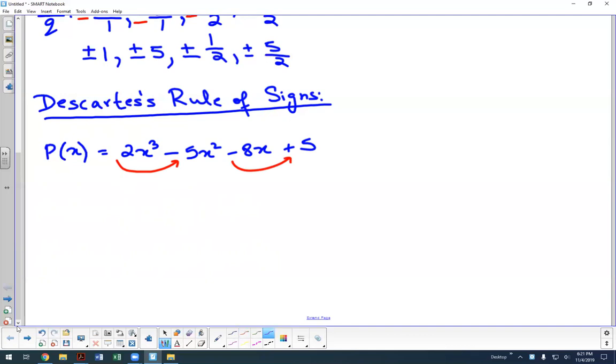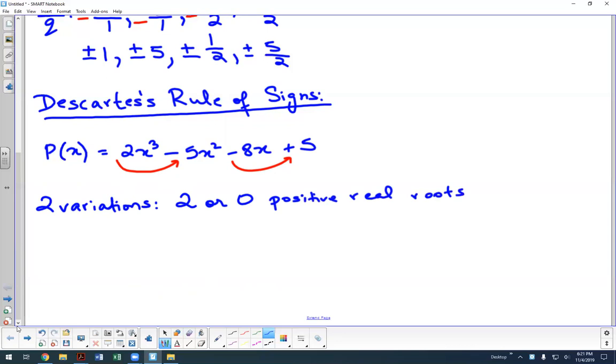So when you do the original polynomial itself, that tells you at most how many positives we can have. So these two variations are actually telling us that we can have 2, or remember we decrease this in pairs of 2. So 2 minus 2 will be 0. So I can have either 2 or 0 positive real roots. Okay. Then what did we do to figure out how many negative real roots our function would have?